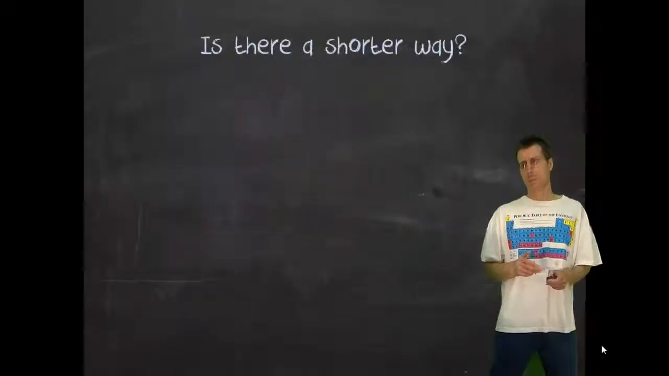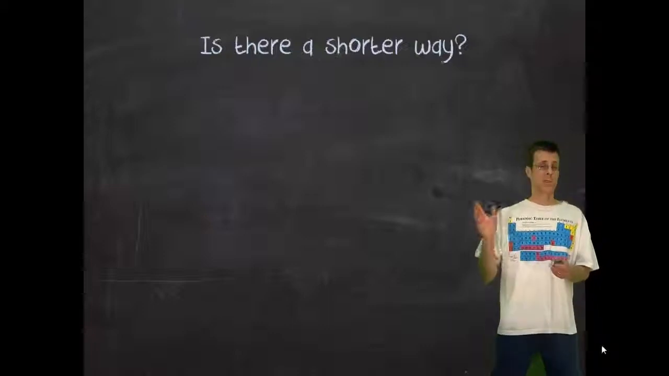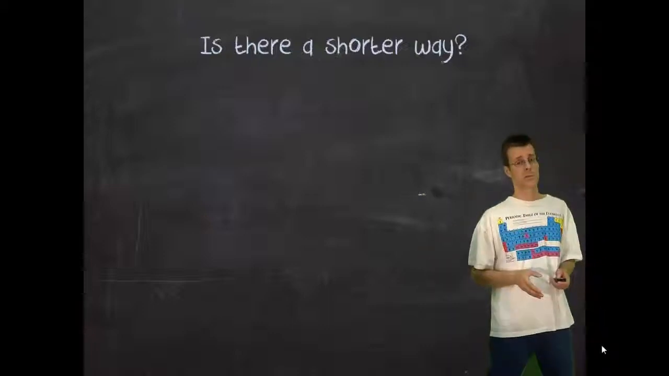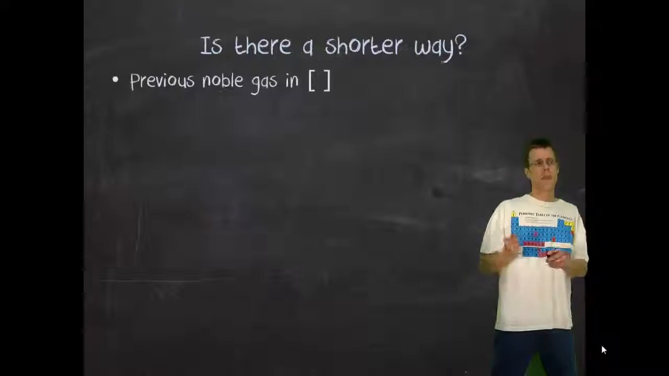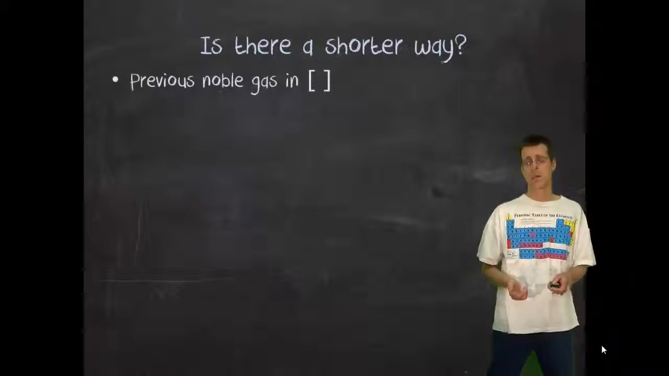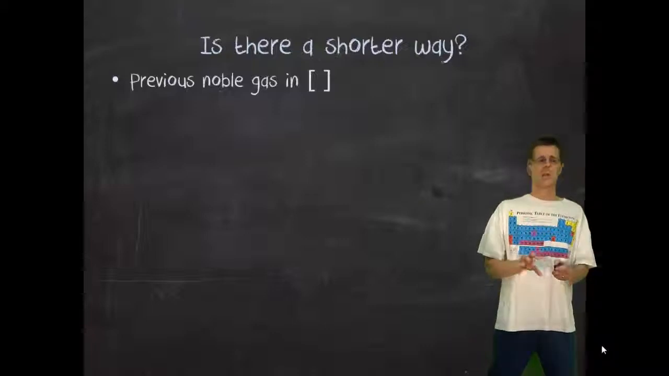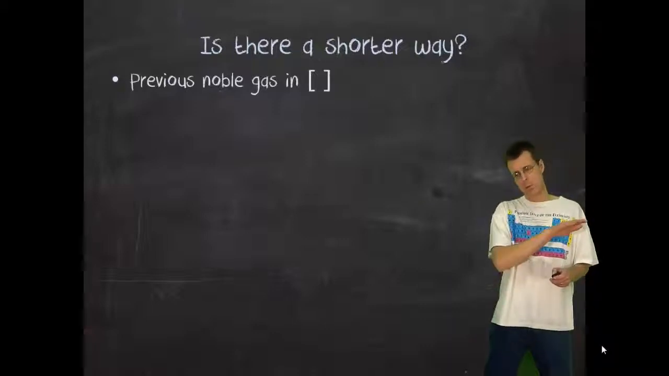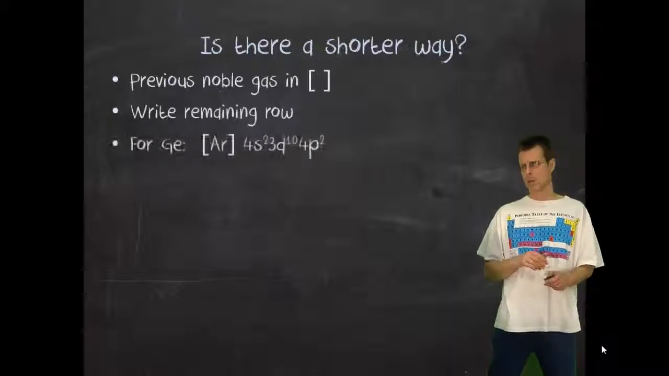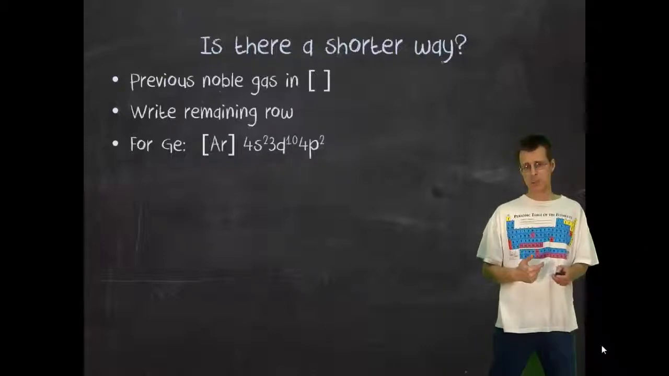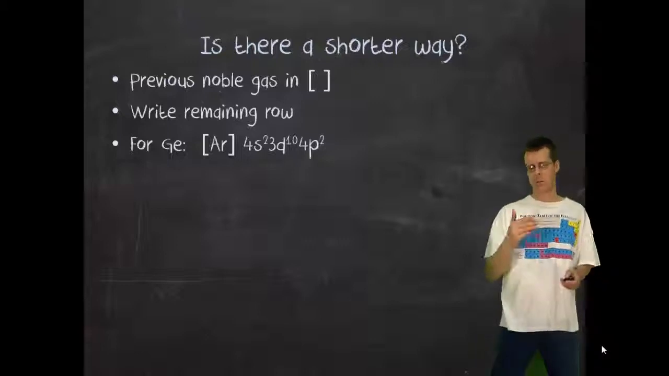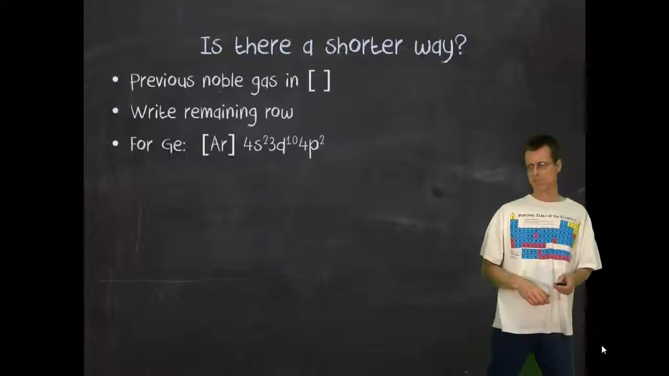Now you're probably thinking, there's got to be a shorter way. There has to be some kind of shorthand, because that was long and it was only 32 electrons. What about big atoms? Well, there is a shorthand way. We'll use the end of the previous row, which is the noble gas, in square brackets to represent most of the core electrons. And then we finish off the final row. For germanium, the previous noble gas is argon. That takes care of, I believe, 18 electrons. And then the remaining electrons, whatever you need to get to 32, we write down specifically: 4s2, 3d10, 4p2.